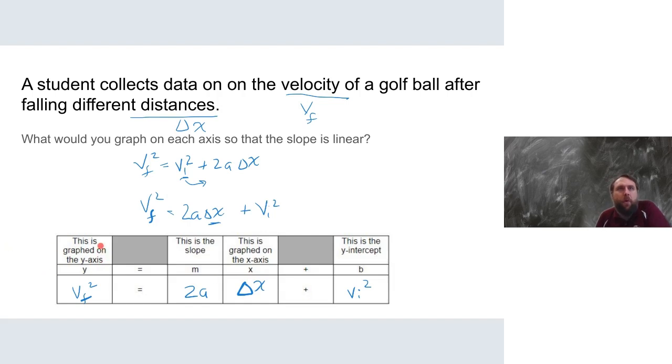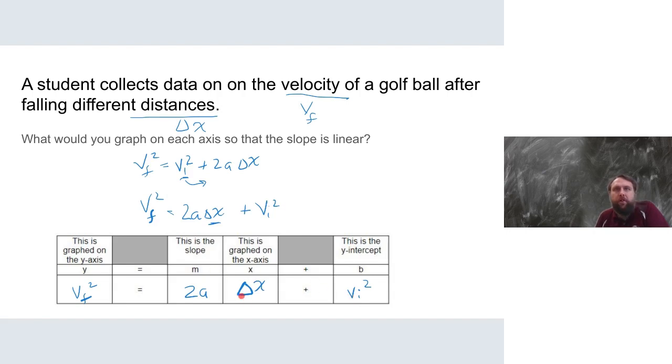So if I graph on my y-axis the final velocity squared, and on my x-axis the displacement, that leaves my slope as twice the acceleration, and my y-intercept is the initial velocity squared.